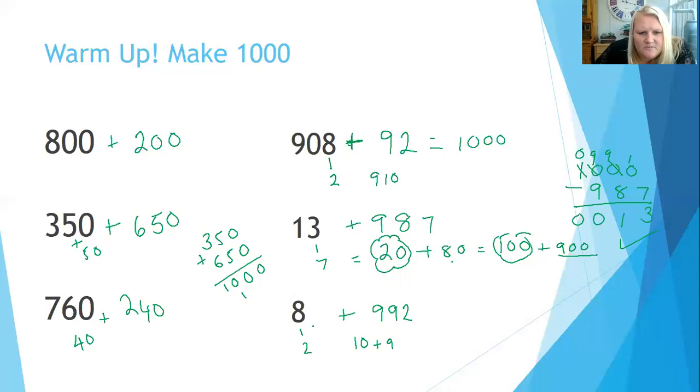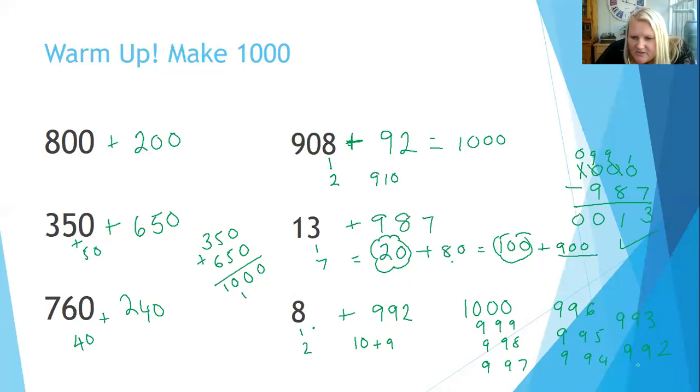For this one, I could always have swapped it around and counted back from 1,000. So if I had my 1,000, I could count back 8. So I could go to 999, 998, 997, 996, 995, 994, 993, 992, and I would know that I've counted back 8 for that one as well. You could probably have done that for 13 too, counted backwards.